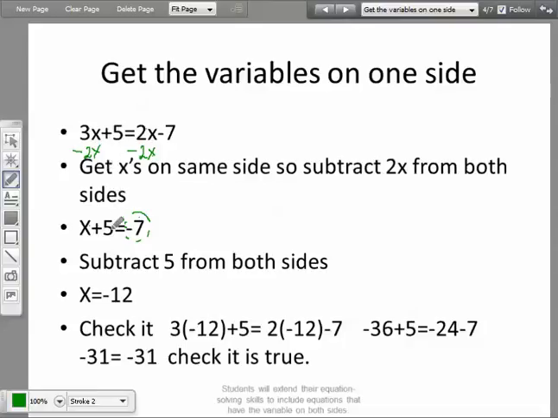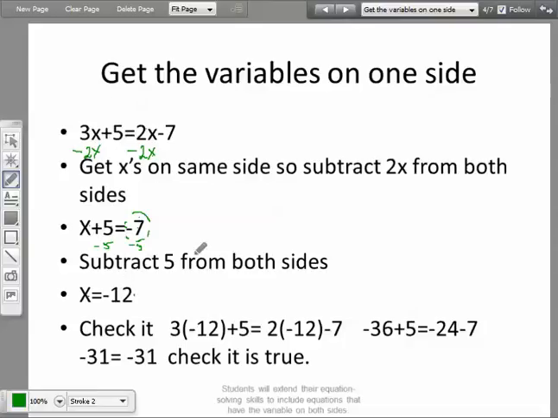Now I'm going to look at the number, the constant here. I'm going to subtract the 5 from both sides of the equation. X plus 5 minus 5 gives me x. Minus 7 minus 5 gives me a minus 12. So what have I got? X equals minus 12. I want to check it to make certain it works.